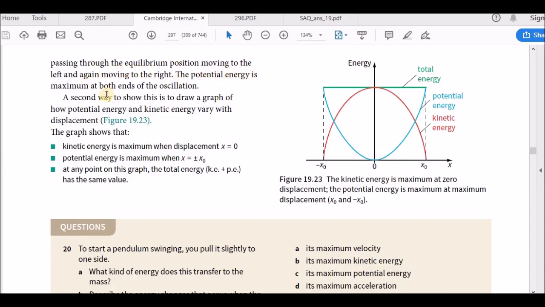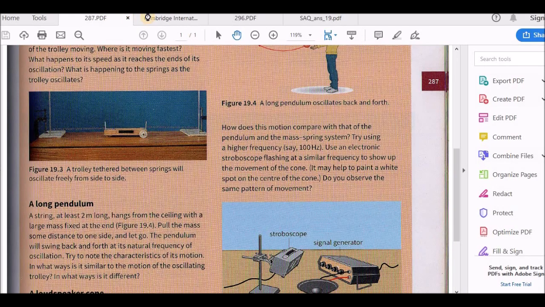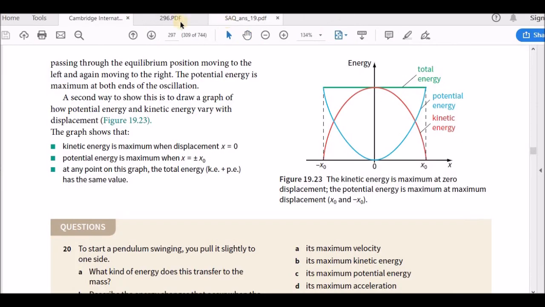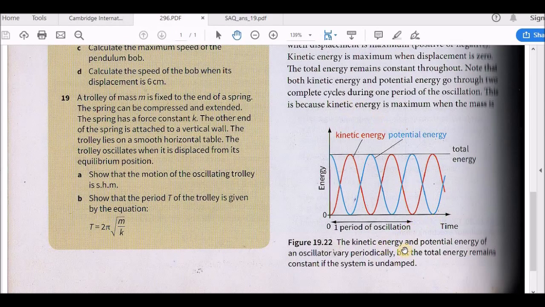The potential energy is maximum at both ends of the oscillation, that is at the 2 extreme ends. It comes to a momentary stop, so all the kinetic energy there has converted to potential energy. So we can see total energy is constant if the system is undamped.